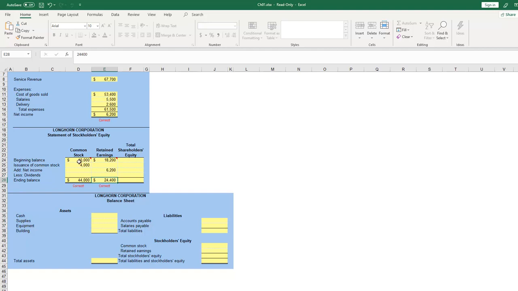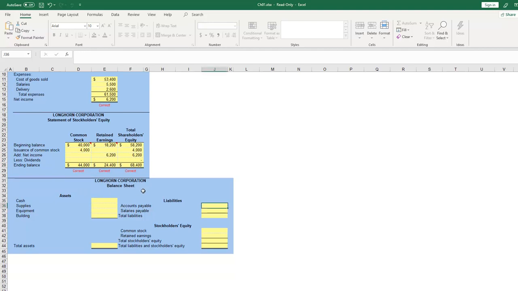Now, this total line is just going to be a sum of these numbers across. So we're going to have total stockholders' equity of $58,200. We're going to have issuance of common stock of 4,000. So I'm just doing 4,000 plus 0 is 4,000. Same over here, 6,200. 0 plus 6,200. No dividends, so 0 there. And we're going to have an ending balance. It's going to add this way and across of 68,400.